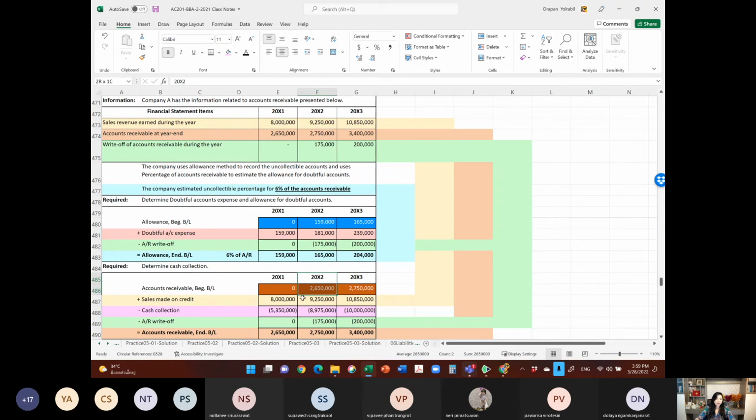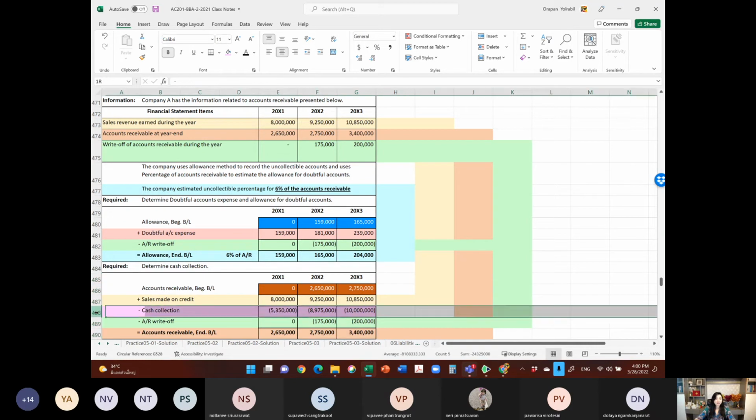And then for year number 2, you're starting out with 2,650,000. And then you have the increase in the accounts receivable because of the sales. And then you collect some of the amount. During the year, you also decrease the balance by 175,000 because of the write-off, and then at the end you have 2,750,000 baht remaining. So it means that you must have collected 8,975,000. Okay, so for year number 3, you do the very same calculation, and the cash collection in year 3 would then be 10 million. So any questions here for the calculation for this one last example?